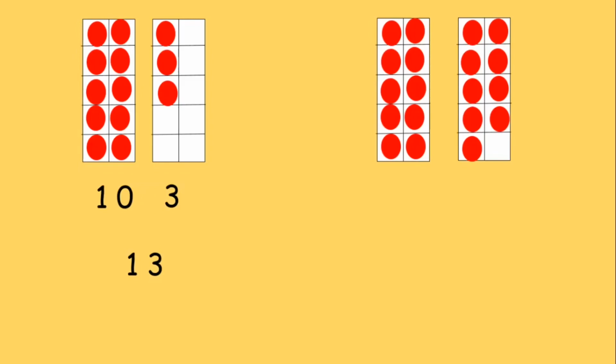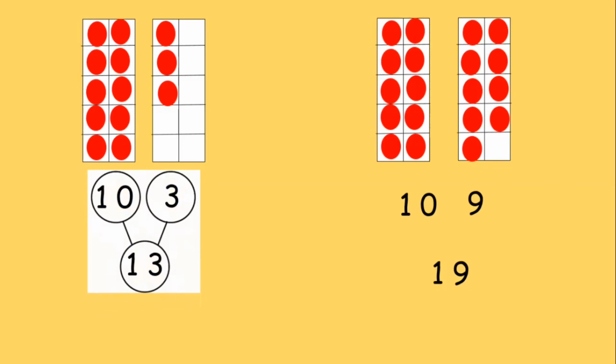Are you ready? Let's look at the other set of 10 frames. Well, we know we have 10 because that frame is filled. 10 and how many more? Did you say 9? Great. What is 10, 9? 10, 9 is 19. Let's count on from 10 to 19. Ready? 10, 11, 12, 13, 14, 15, 16, 17, 18, 19. Excellent.